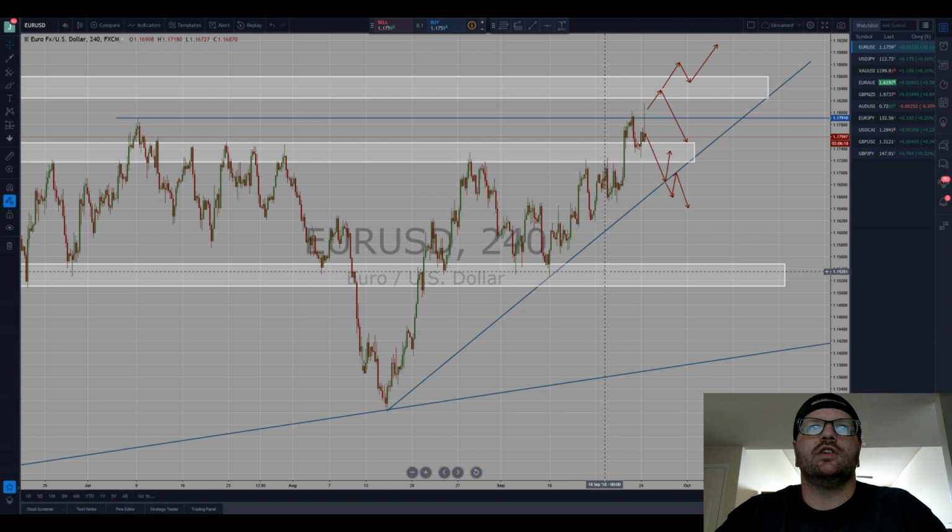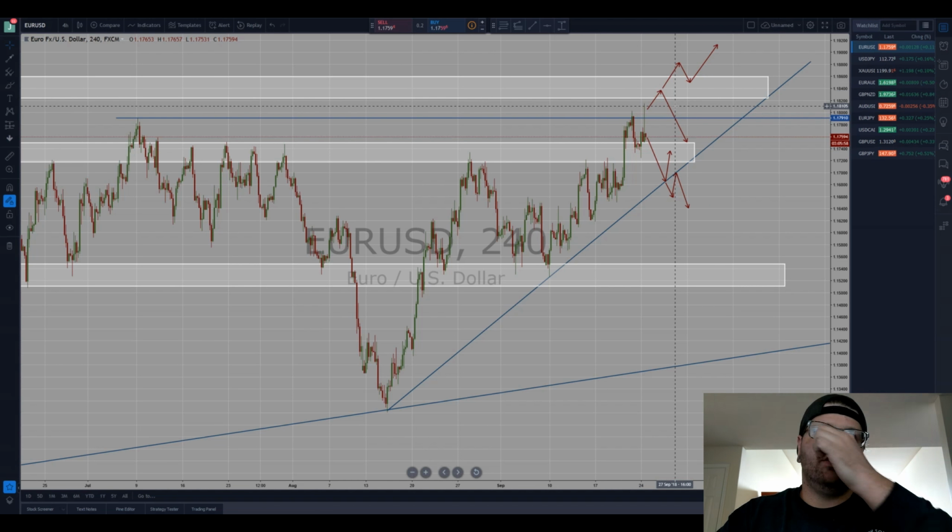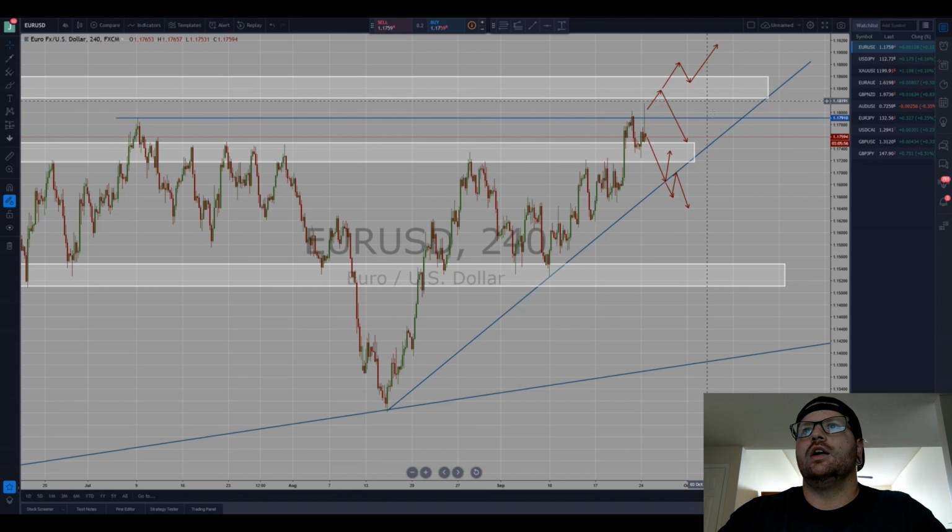There is also an inverse head and shoulders here, and we are right at the top of that inverse head and shoulders, right? High, this is the left shoulder, comes back up, this is the head, comes back up, this is the right shoulder, and then comes back up. And so we're at the very top of that inverted head and shoulders. So I'm not sure what to think with this.